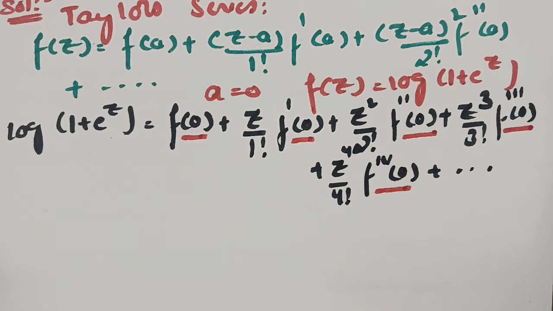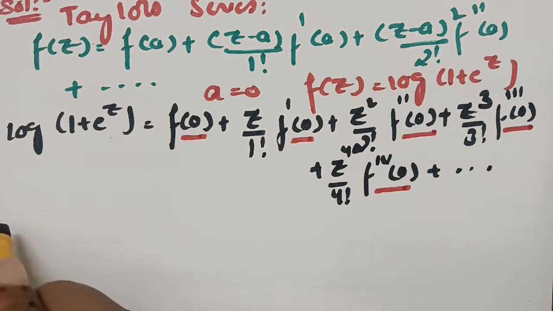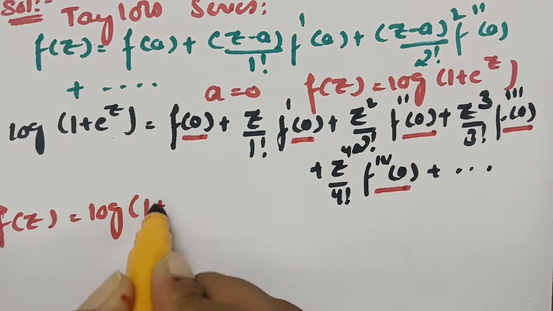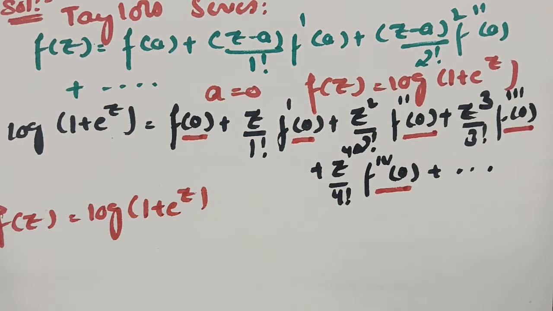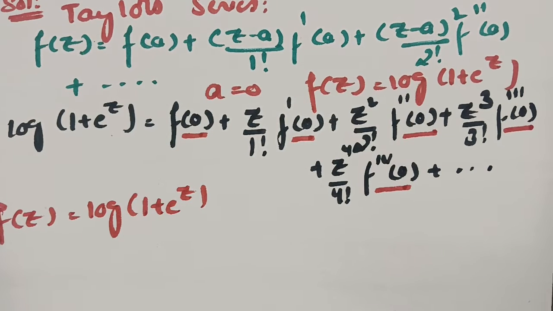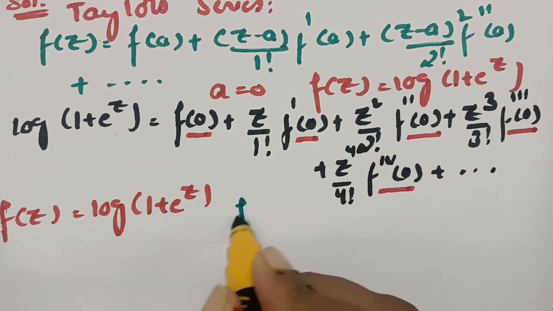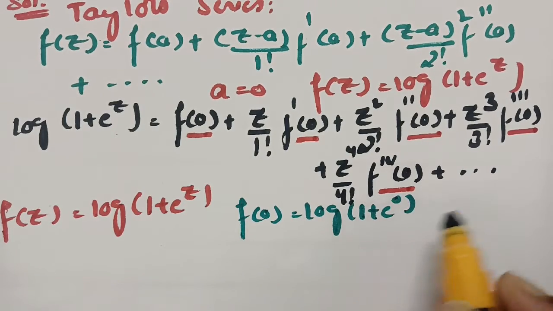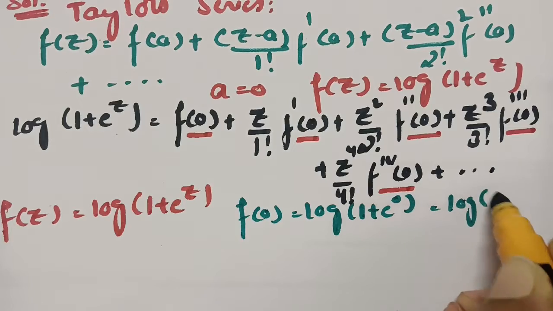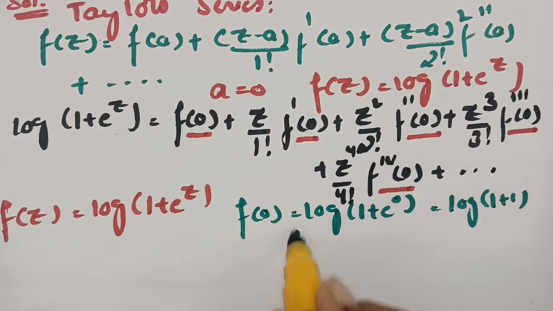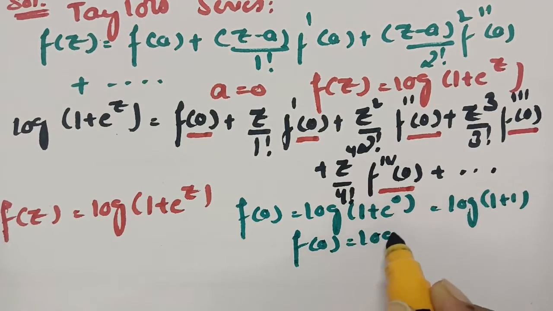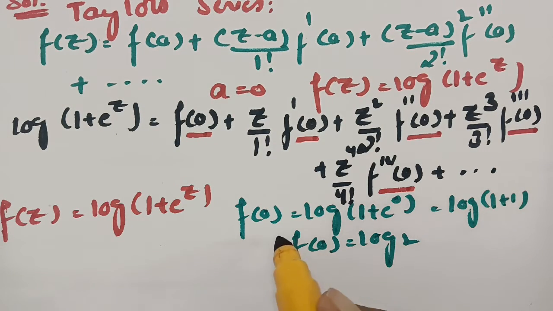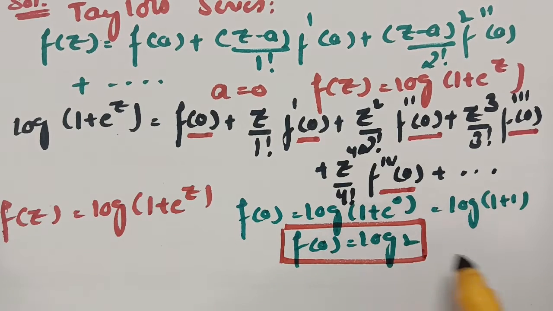Clearly in the question it is given that f of z is log of 1 plus e power z. And what will be f of 0? f of 0 will be log of 1 plus e power 0, which is equal to log of 1 plus 1, which is log 2. So we got the f of 0 value as log 2. Clear?